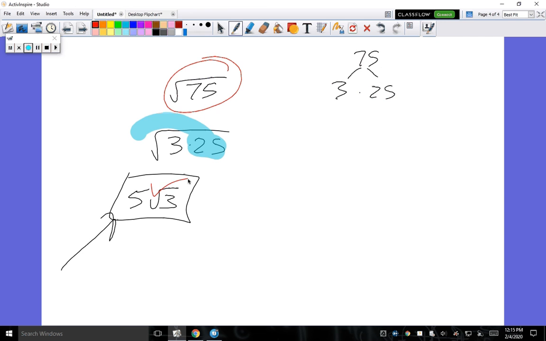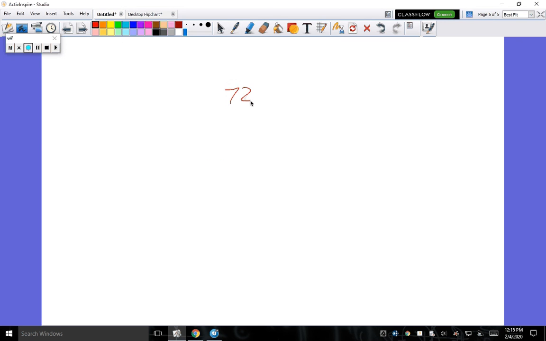Let's say that I had the square root of 72. Some of you can see it already. What numbers are there? So someone said 9, someone said 8. Here's what I'll say. When you do prime factorization, it tends to help you with the bigger numbers.